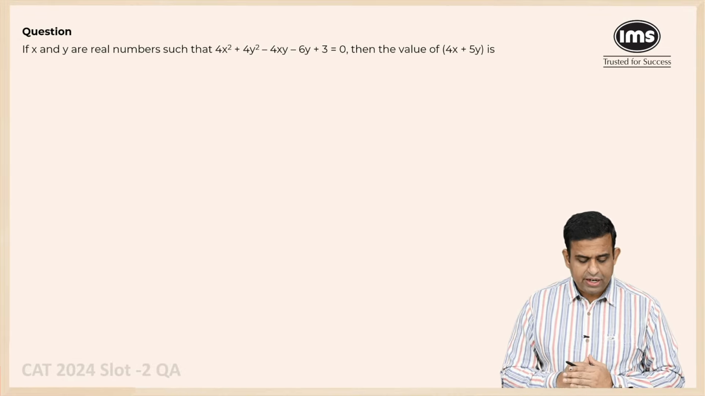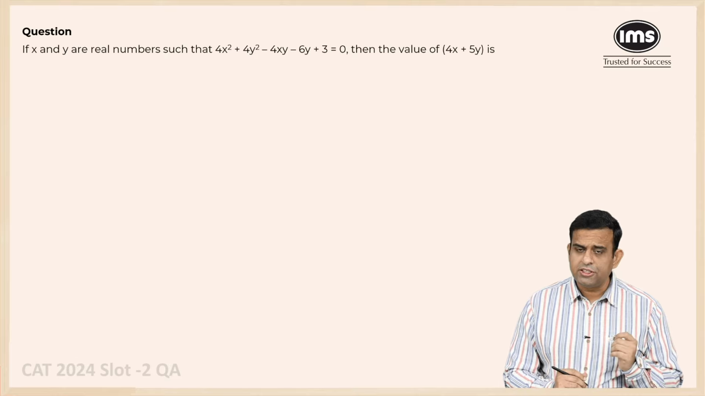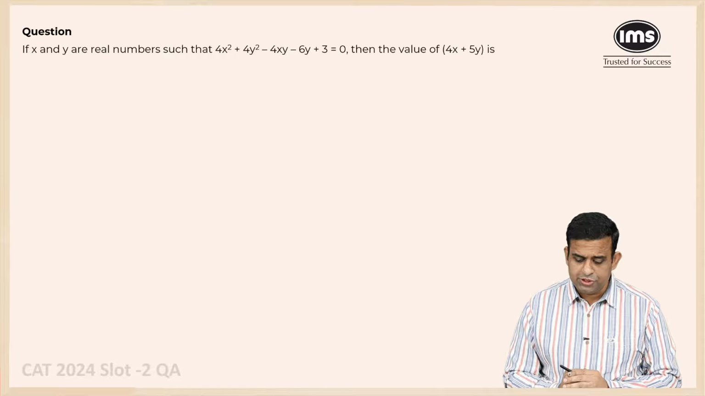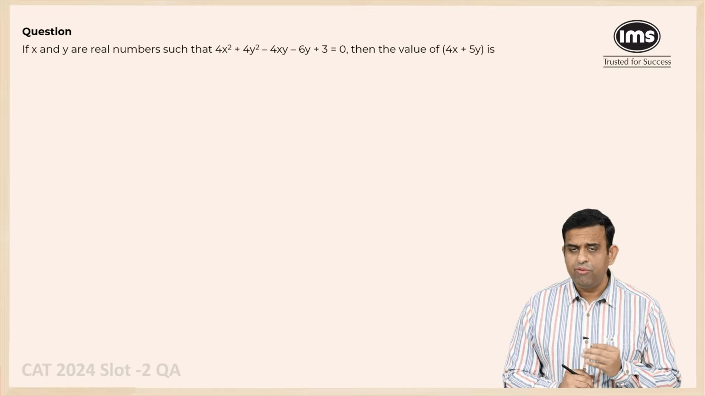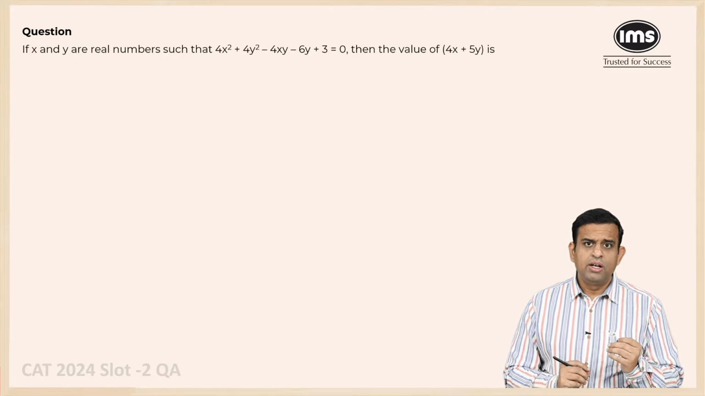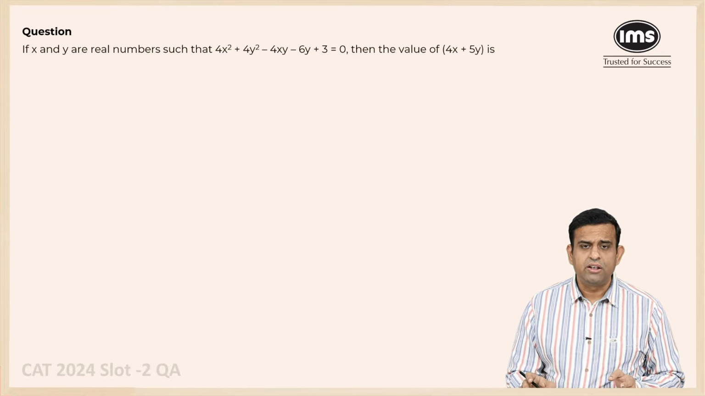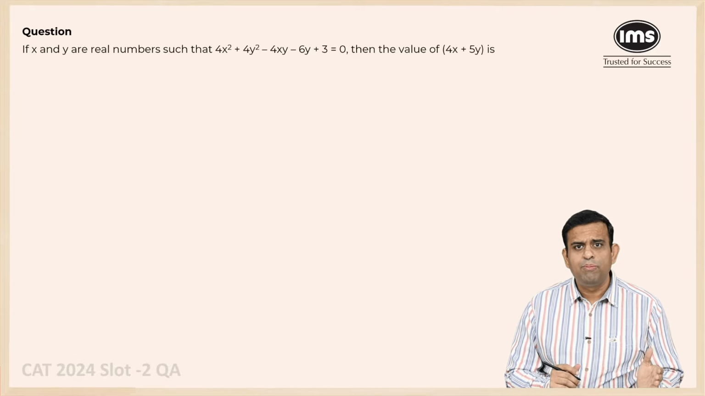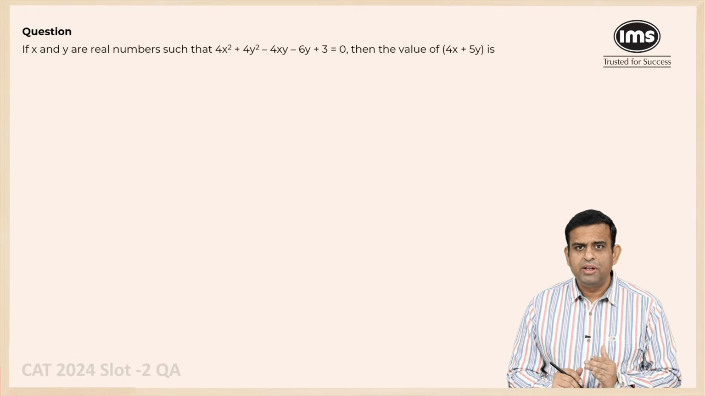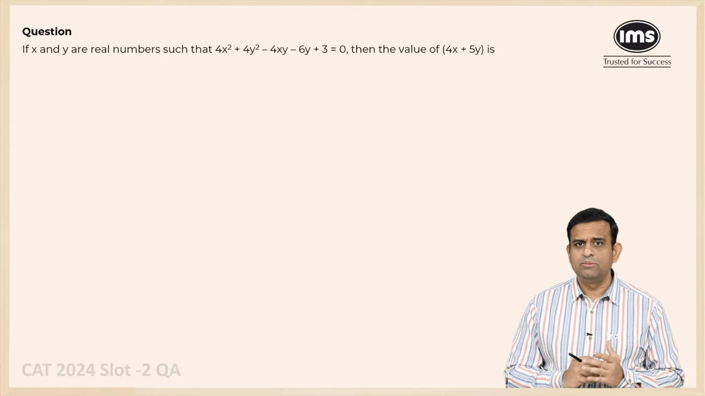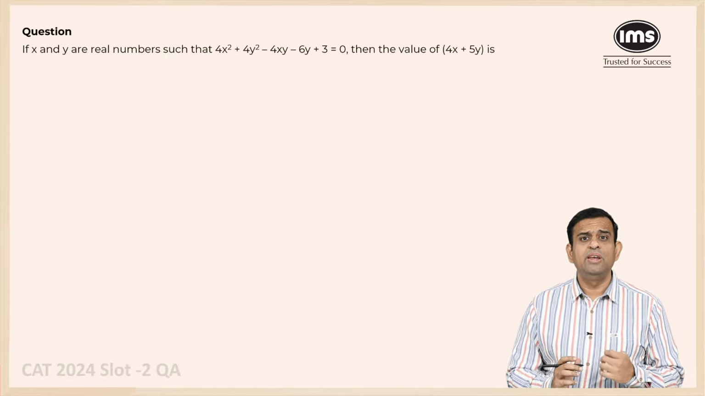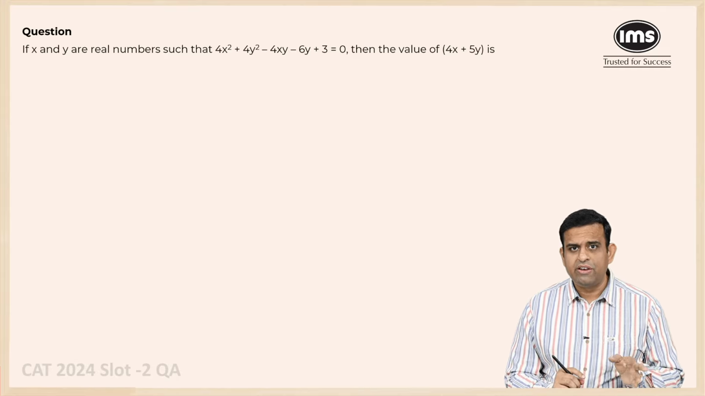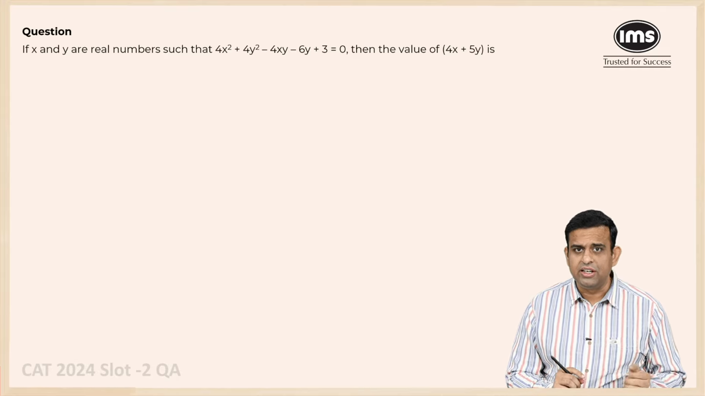In the next sum, it is given that x and y are real numbers such that 4x square plus 4y square minus 4xy minus 6y plus 3 equals 0, and the task is to find the value of 4x plus 5y. Understand one thing, again, not a very standard kind of problem, but people who have done enough practice will be able to see the proper approach. The main approach in this case is that we can make some factors, or write something in the form of a sum of two perfect squares. Then only can we find the values of x and y from a single equation.